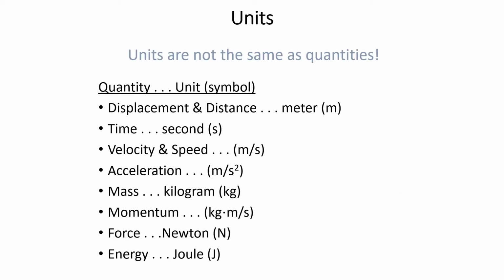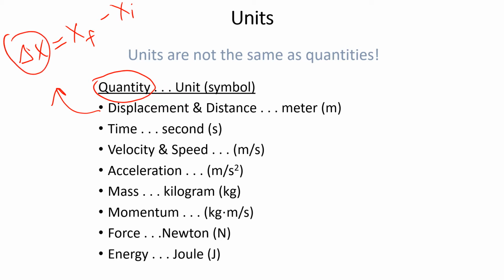Some of you should already know some units and quantities, but the important thing to take away from this slide is that a quantity and a unit are not the same thing. If I said, what is the symbol for displacement, not the symbol for the unit, but the actual symbol for displacement, you would tell me delta x, because displacement is your final position minus your initial position. So for the quantity displacement, the symbol is delta x. But if I said what is the standard unit, it would be meters, and the symbol for that would be m.